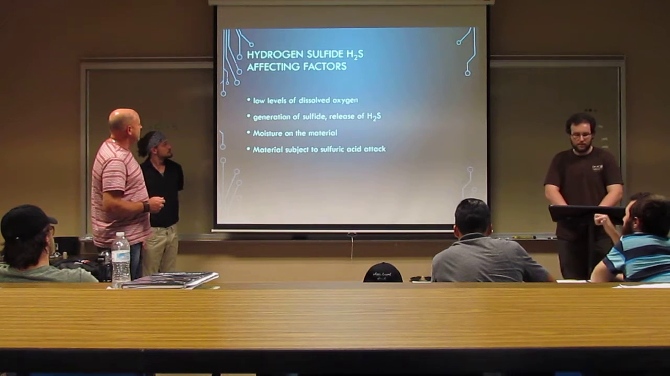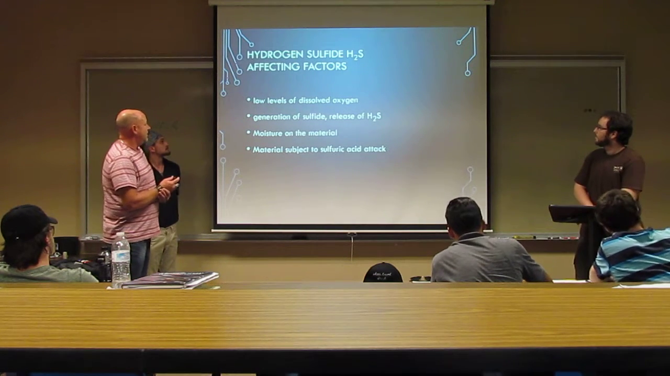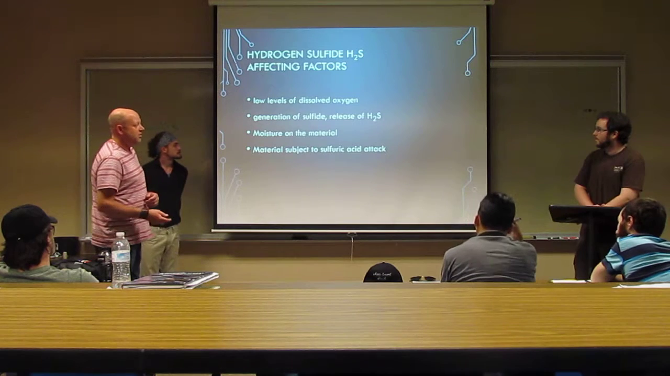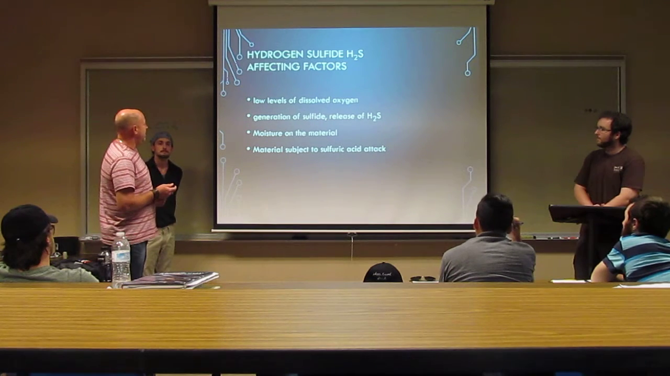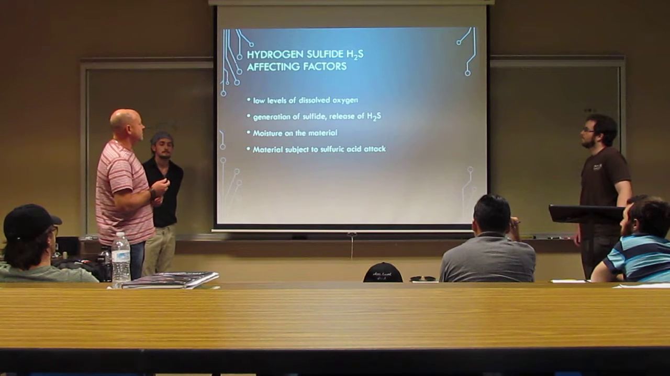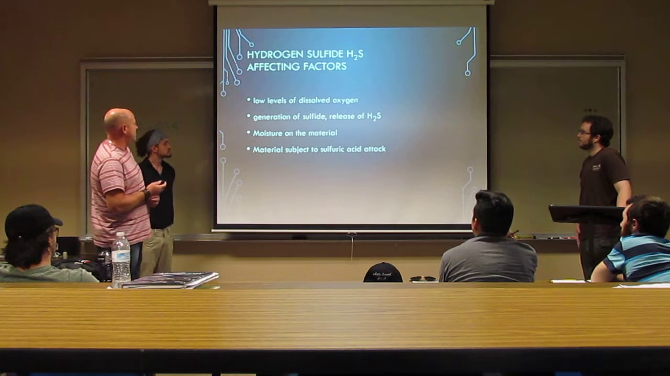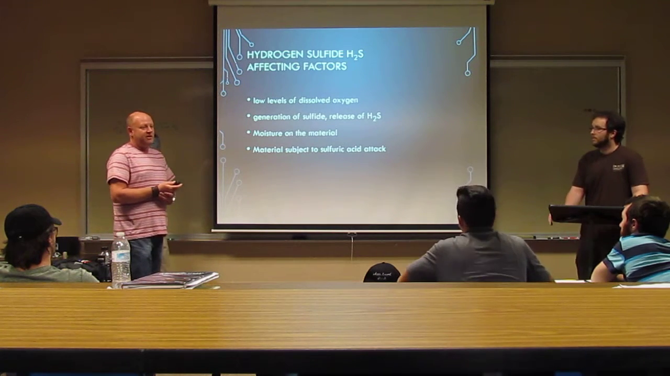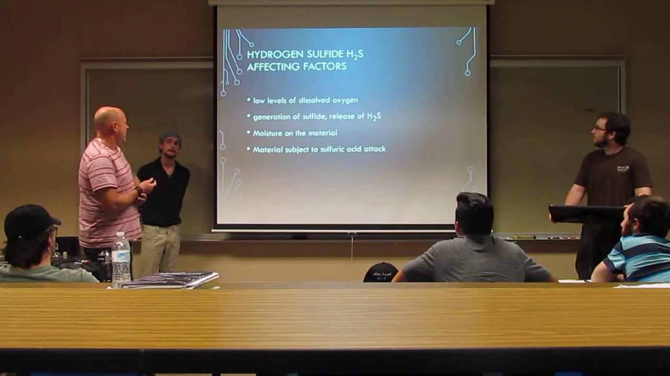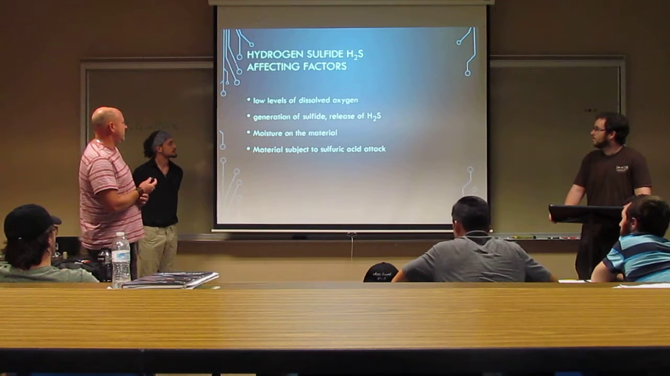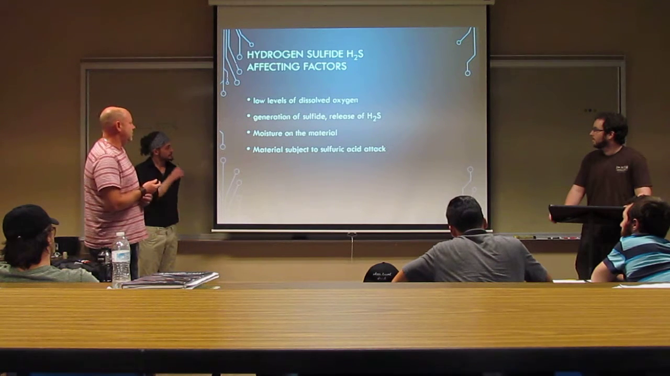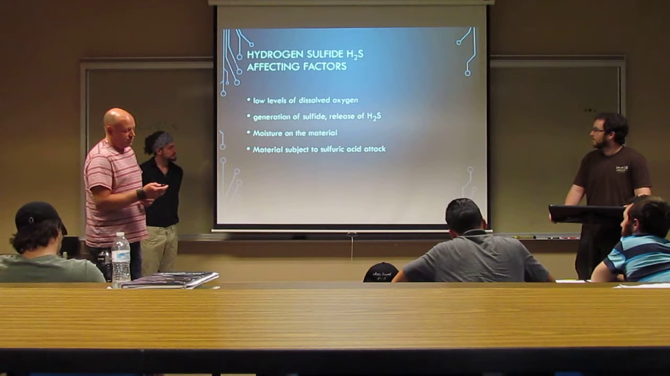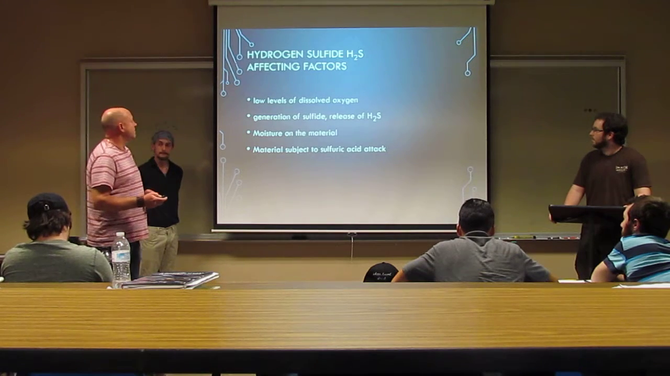Sulfide-affecting factors: low levels of dissolved oxygen. If you put something in that will keep the oxygen in the liquid of whatever's processed or passed through the piping or the lining, it will help keep it down. Generation of sulfides, release of H2S, moisture in the material. If you can keep a coating on the cement inside where it flows, or if it's a tank, that will cut down on it. And materials subject to sulfuric acid attack, which goes back to concrete, is a lot of the tanks or linings they have in water treatment plants, or more particularly wastewater treatment plants.